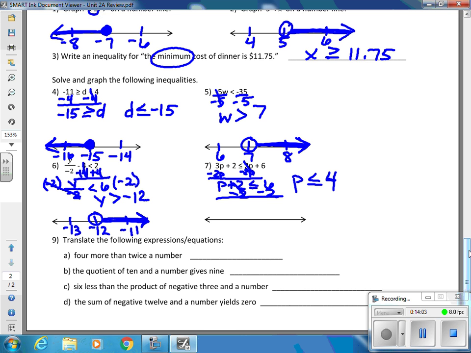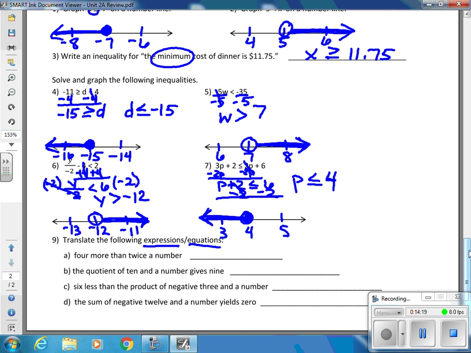All right, so now we have 4. We need 3 below it and 5 above it. A closed dot should be on 4, and because it's less than or equal to, you should be shading left side of it.